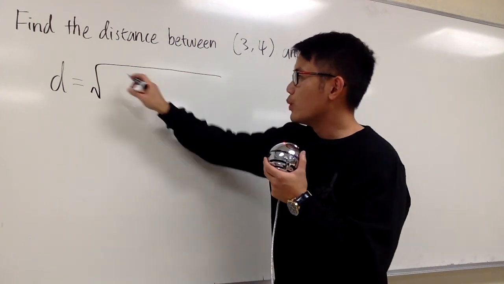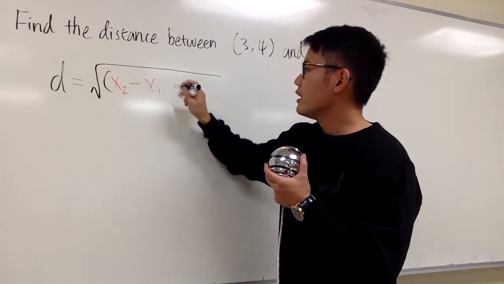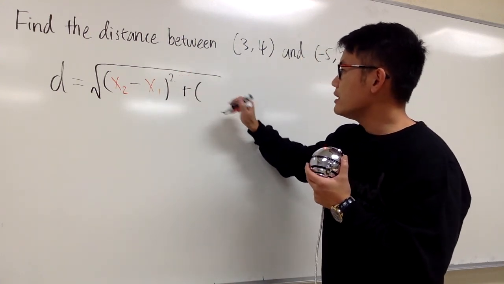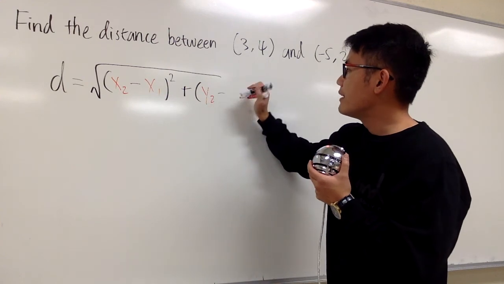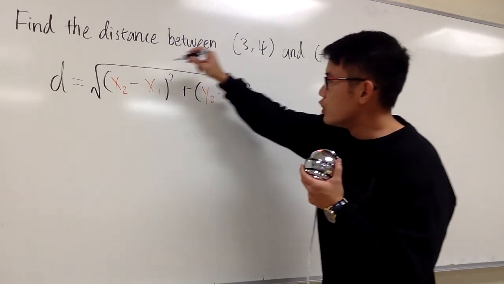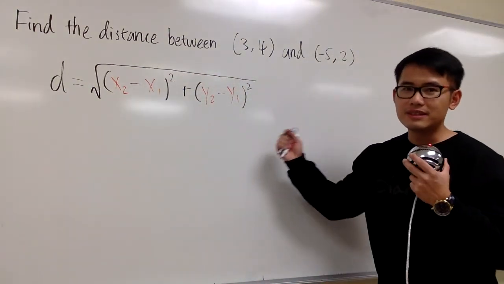For the inside, we will have (x2 minus x1) squared. And then we add it with, in the second parentheses, (y2 minus y1), and then we square. Everything right here should be inside of the square root. Okay, so this is the formula.